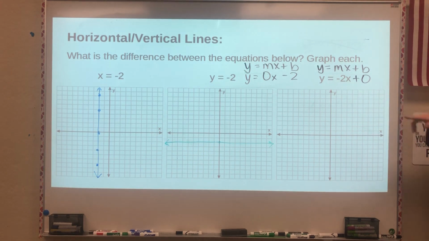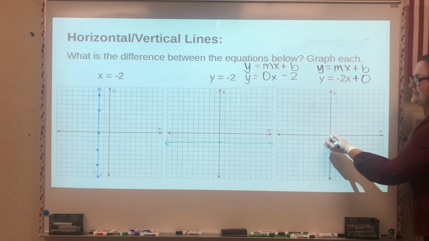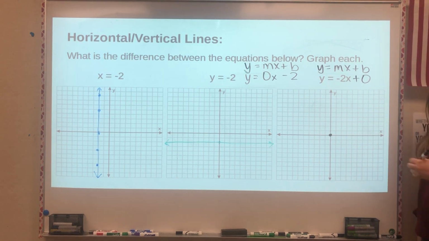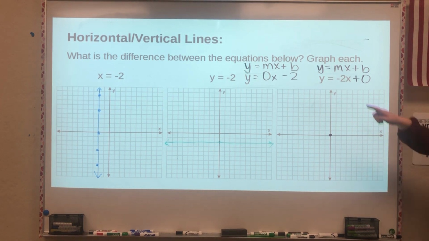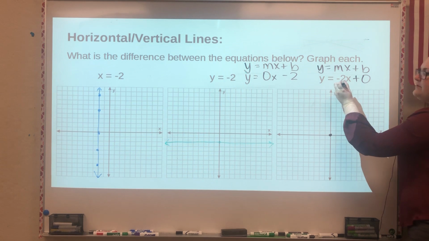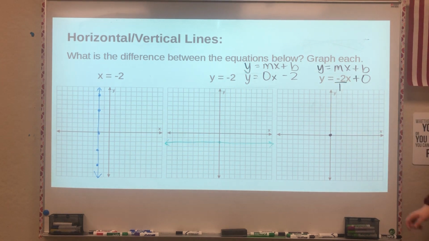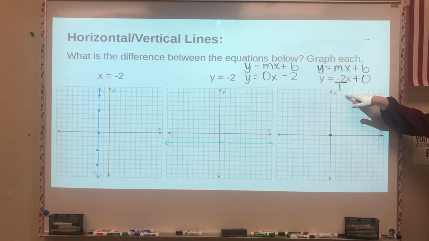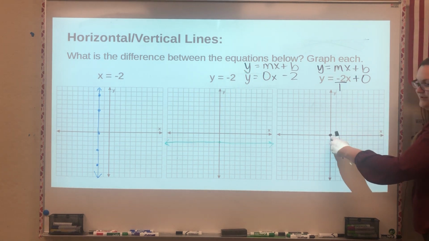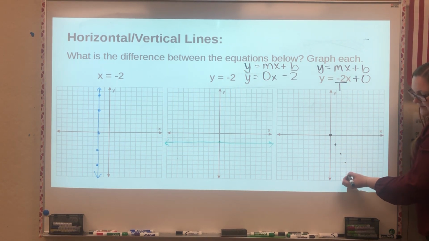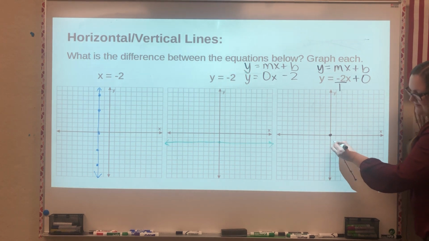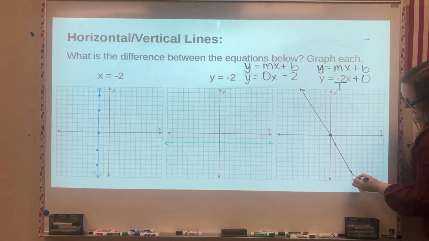So if I wanted to graph this one here, I would start at 0. If you're looking for a vocabulary word to use, that's called your origin. I'm starting at my origin. My slope is negative 2. You think of it with rise over run. That's rising a negative 2, run 1. So I'm going to go down 2 over 1. And we end up with a diagonal line like this.